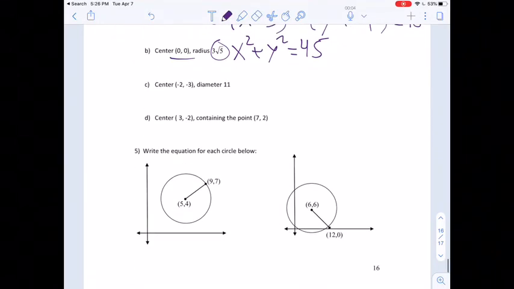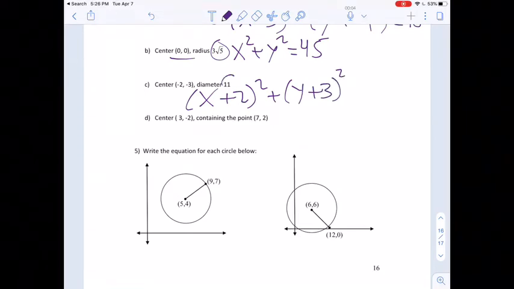Okay, moving on to C. X minus negative 2 would change to plus 2. Y minus negative 3 would change to plus 3, remember, which is the opposite. It says the diameter is 11, so don't get tricked by that. You would take out your calculator and do half of 11, which of course is 5.5, and square it. Now, 30.25 is not a rounded value. That's an exact value, so that's fine to leave. 30 and 1/4 is fine.